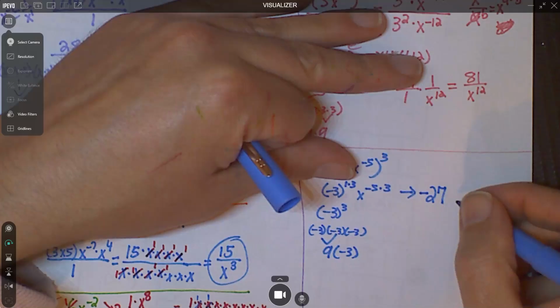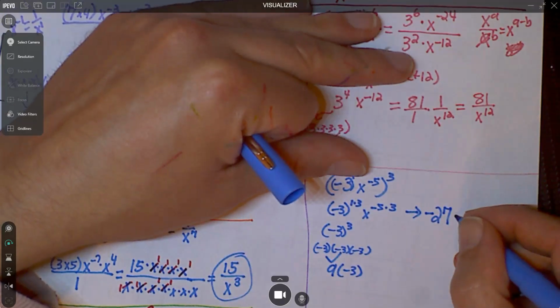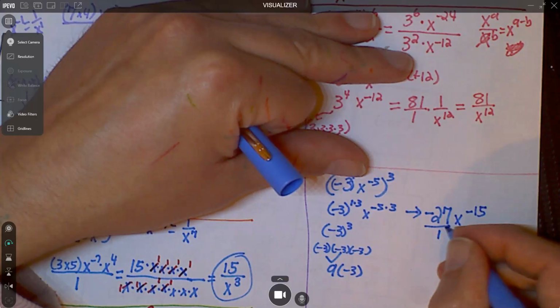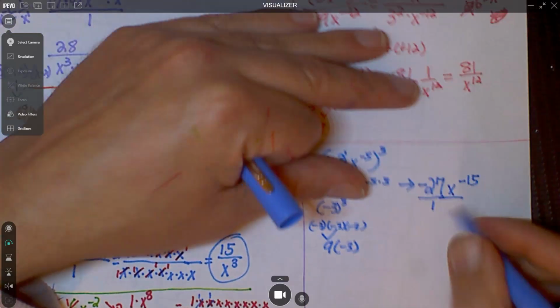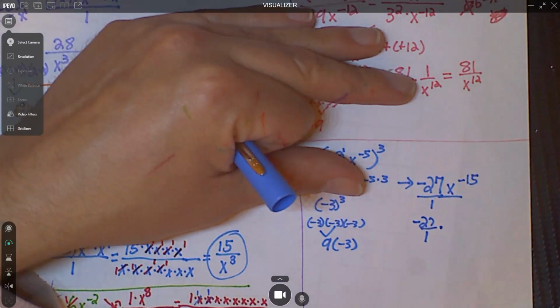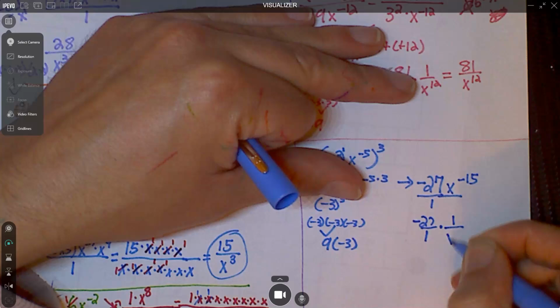And then x to the negative 15. And the way I never mess these up is I put them both over 1. So now I've got negative 27 over 1 times x to the negative 15. We move it to the denominator.